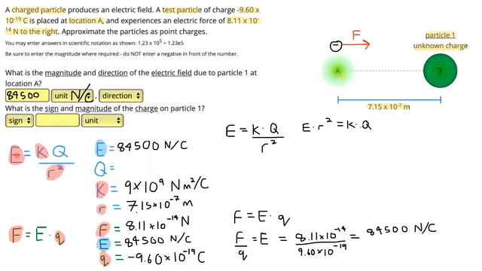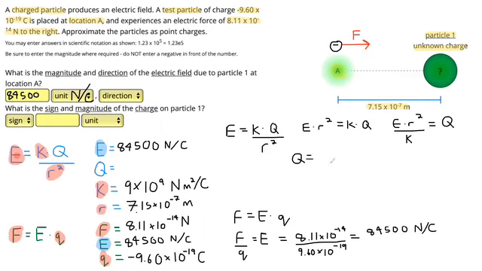And lastly, to get Q on its own, right now it's multiplied by K. So I'm going to divide by K on both sides. So that's going to give me a final equation of E times R squared divided by K equals Q. So there's my rearranged equation. Now I just need to put my numbers in. So let's do that here.